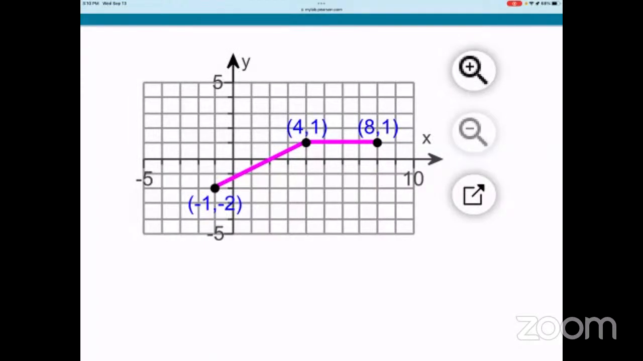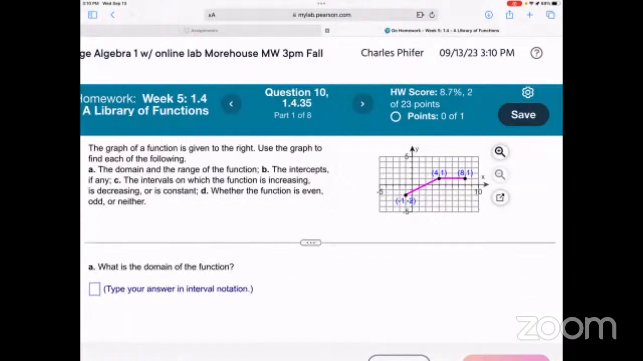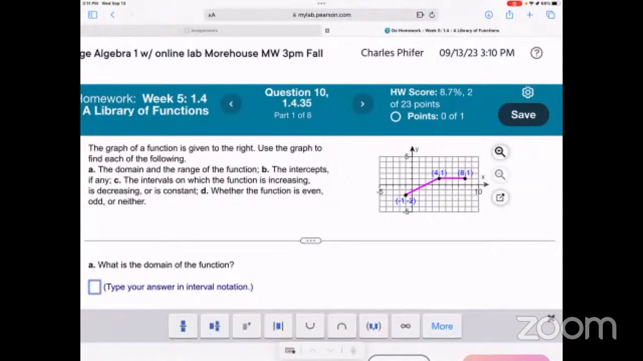Another way you can visualize domain: if we took this image and smushed it down onto the x-axis, that highlights the domain. It touches from -1 to 8. And those are inclusive. It looks like it touches those points, so we're going to use a square bracket: -1 to 8, square bracket.